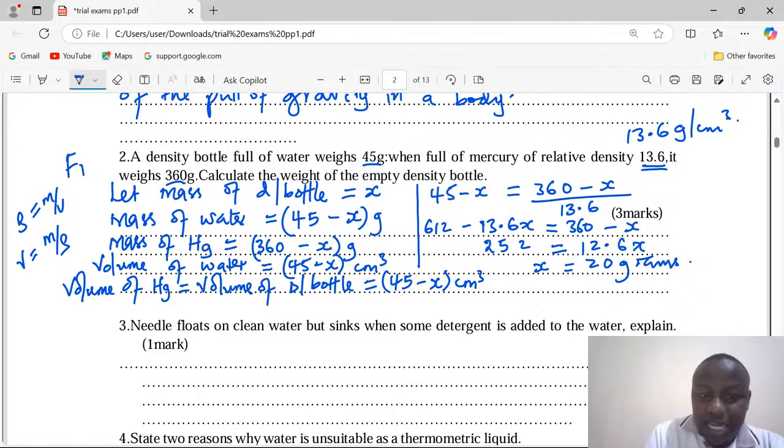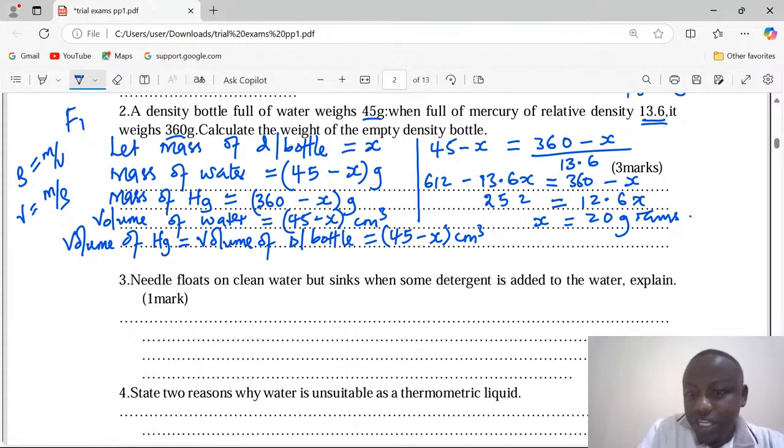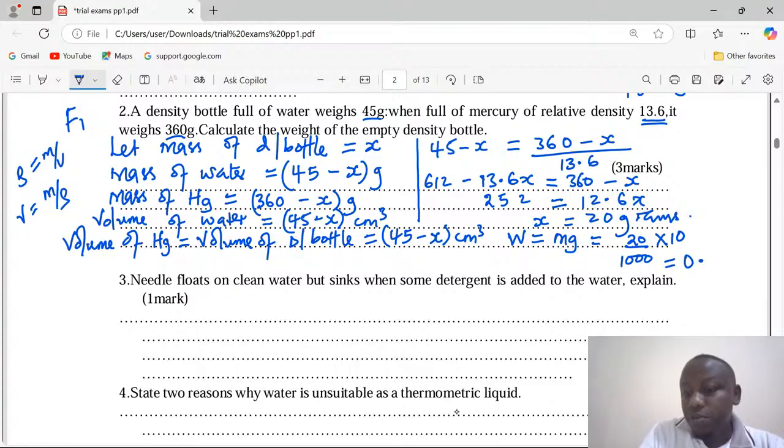Remember, the question is telling us to calculate the weight of the density bottle, not the mass. So with this mass, we can go to weight, whereby weight is given by mg, each in SI units. So 20 has to be divided by 1,000 for it to become kilograms, then times 10. This becomes 0.2 newtons.